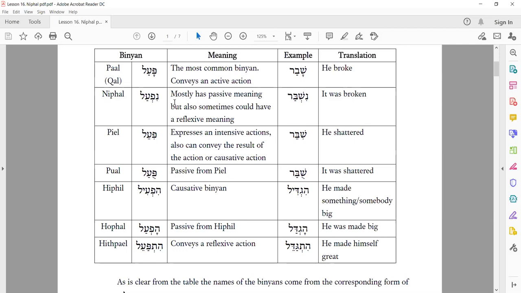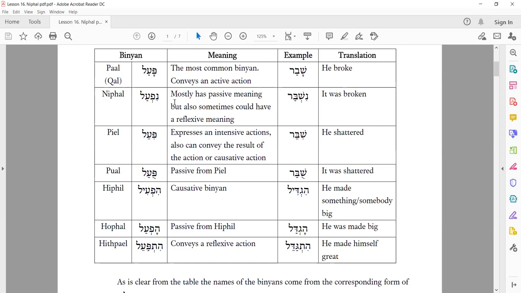The next one is Hifil, and Hifil is a causative binyan, and it means somebody made an action on somebody else. So for example, he made something or somebody big, higdil. Or he made somebody a king over Israel. And usually it is translated into English with this construction: he made something to be done. Okay, and we will speak about it a little bit later. And Hofal is the passive of Hifil.